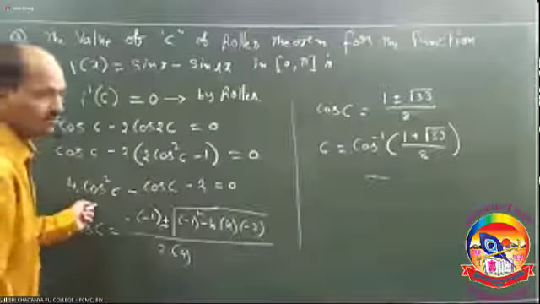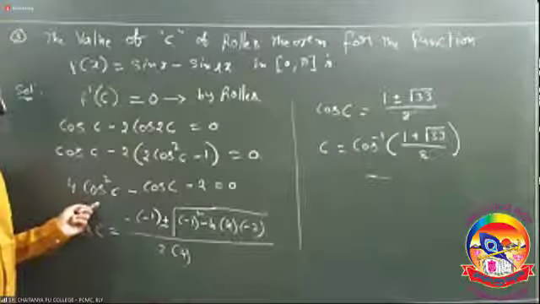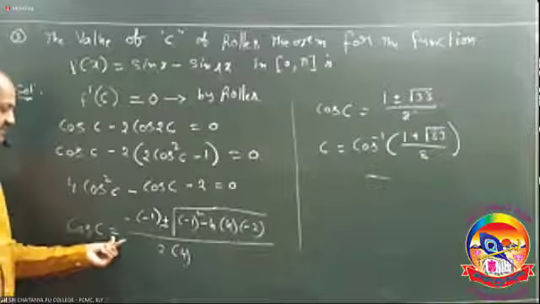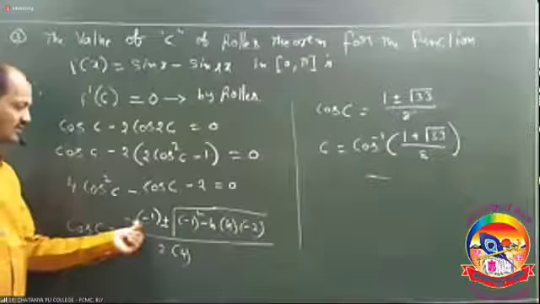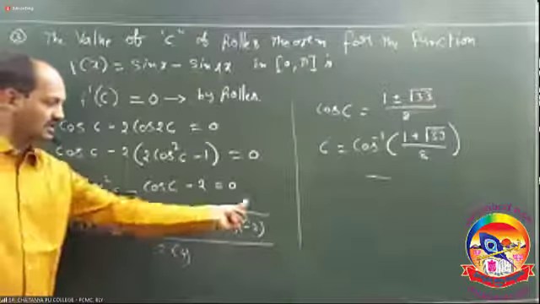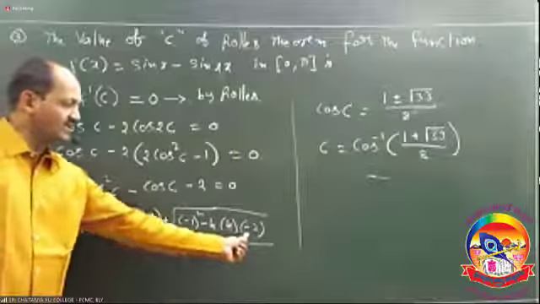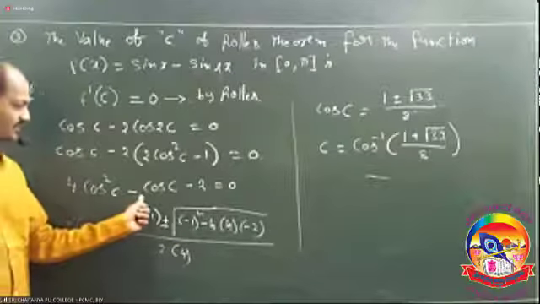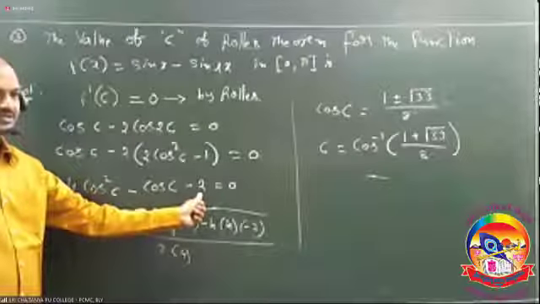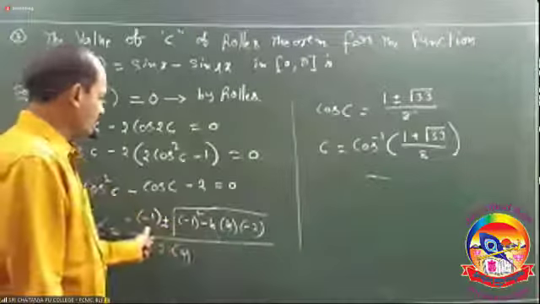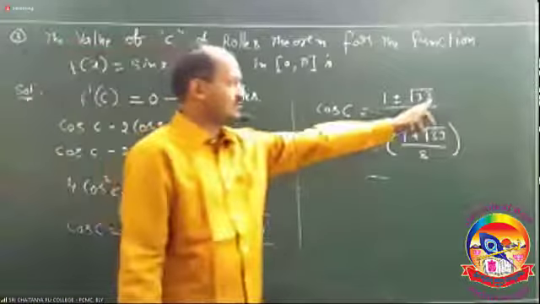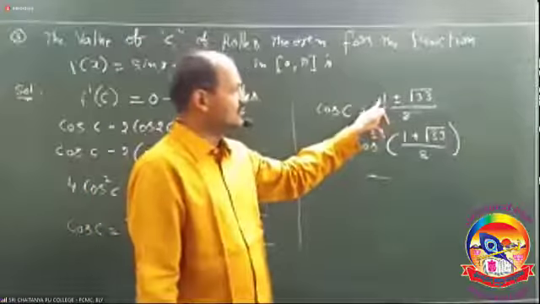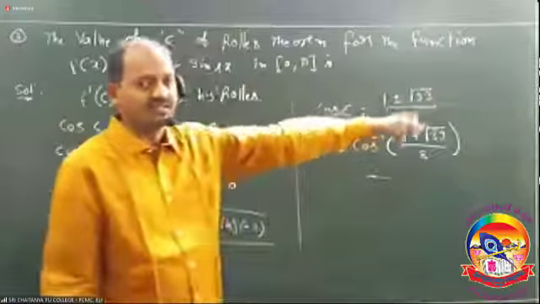Now it is in quadratic equation form, a quadratic equation in terms of cos C. Therefore, cos C is equal to, by using the formula, minus B plus or minus root of B square minus 4AC divided by 2A. A value is 4, B value is minus 1, C value is minus 2. It is root 33, so cos C is equal to 1 plus or minus root 33 divided by 8.